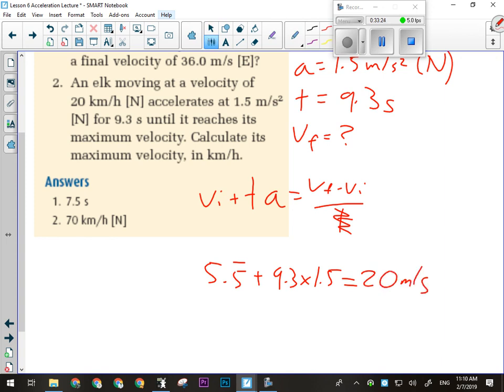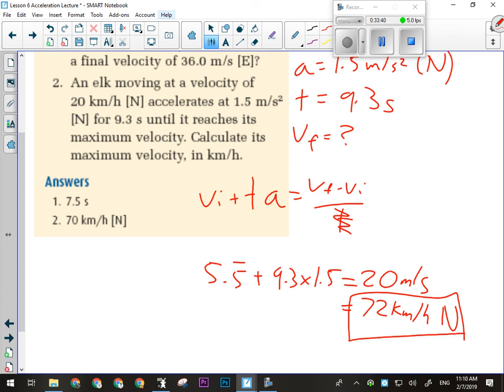Which I then have to convert back into kilometers per hour. 20 times 3.6 is 72 kilometers per hour north. I have to have the north on there because they gave me north in the question.